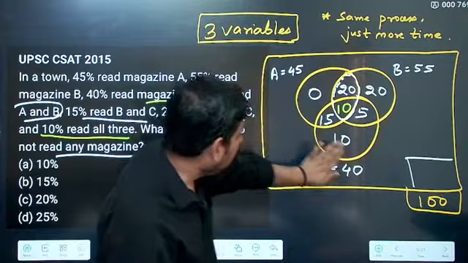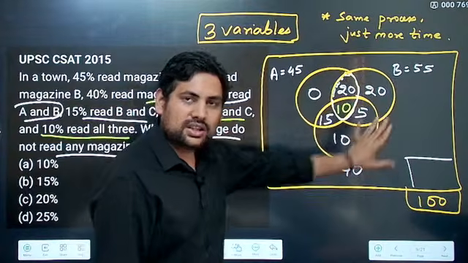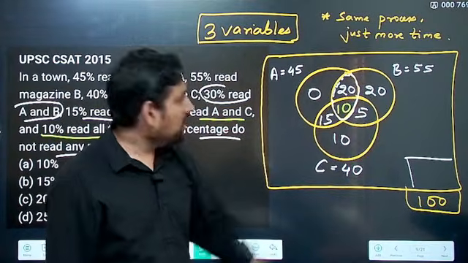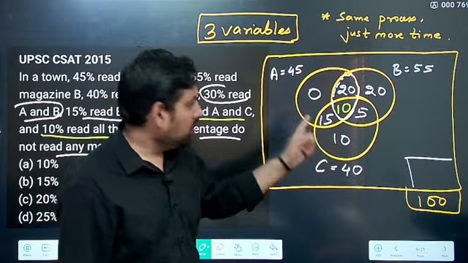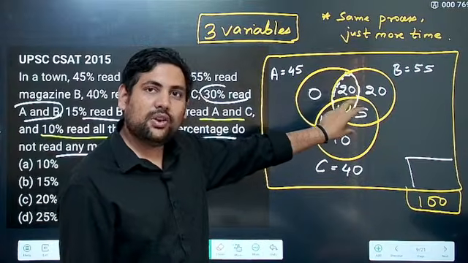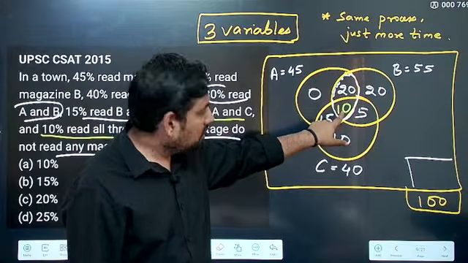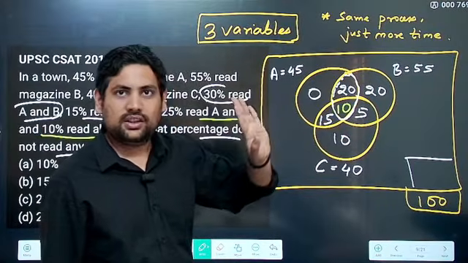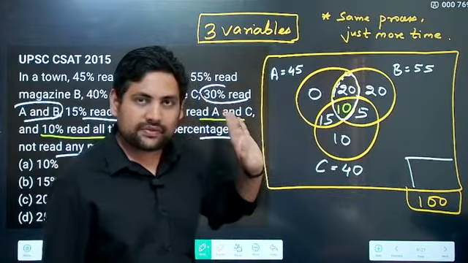Whatever numbers are filled inside, not the outside ones. This is what the diagram represents. Because here you don't have any overlapping. You have only counted the people who are intersecting all three once in this 10, correct? Otherwise you're not counting them.